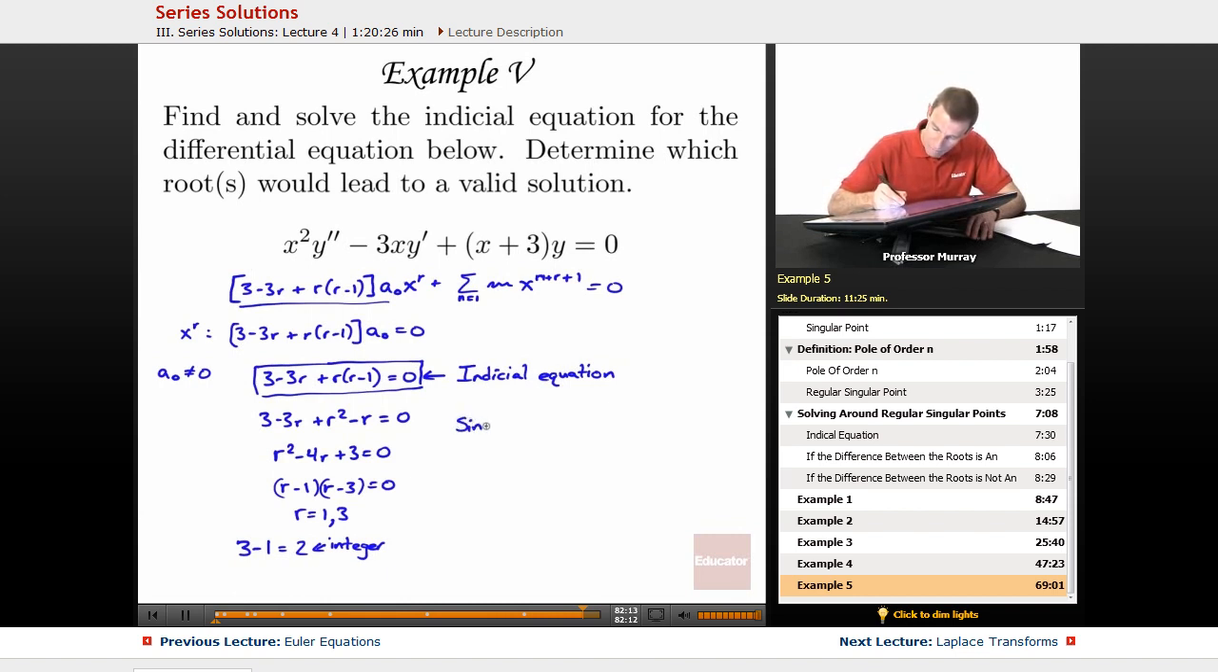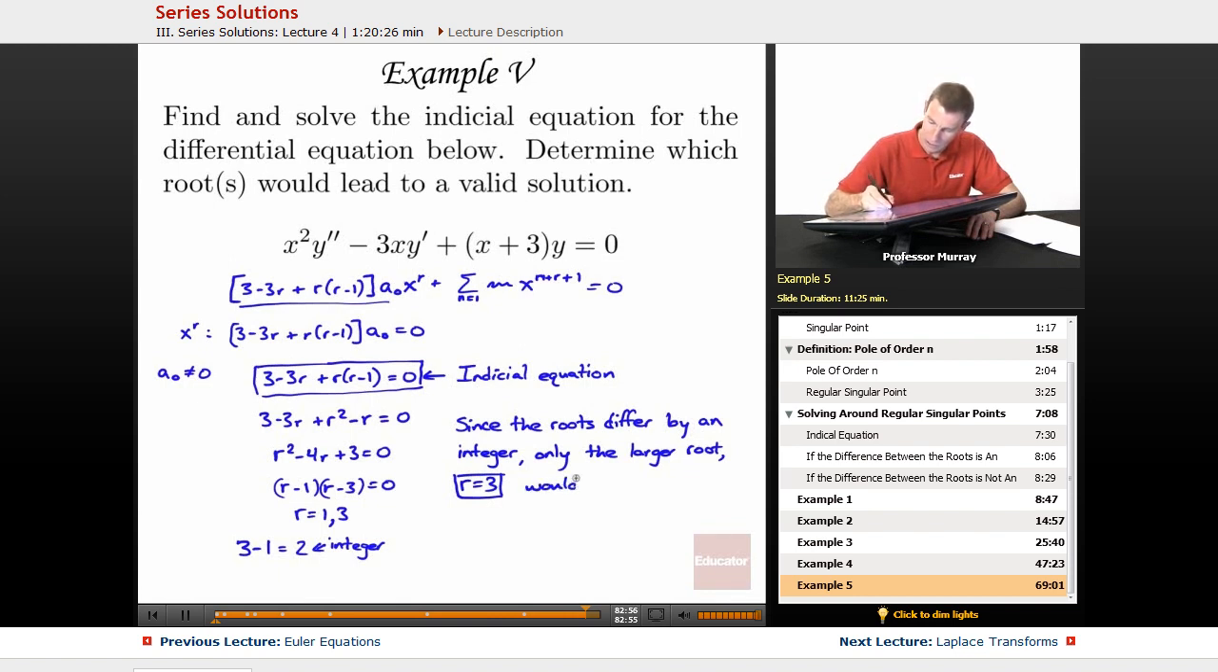So since the roots differ by an integer, remember what I said at the beginning of the lesson in the lesson overview. If they do differ by an integer, you can only make a solution out of the larger root. Only the larger root, r equals 3, would lead to a valid solution. So that's the end of what this example was asking us to do.